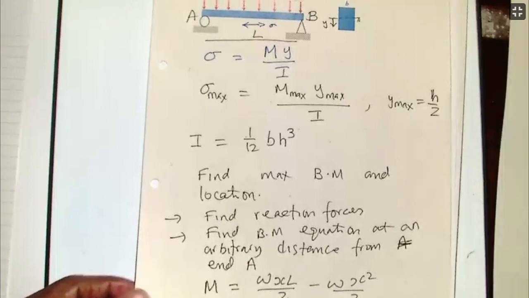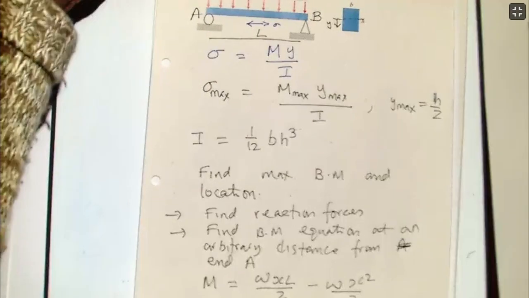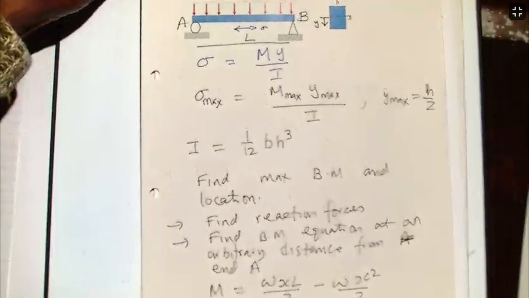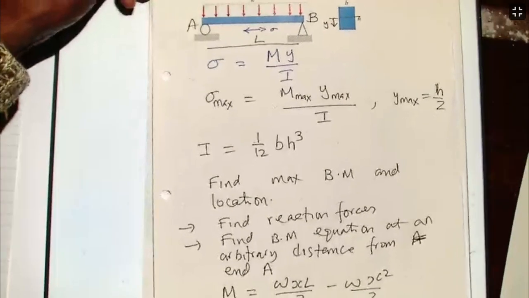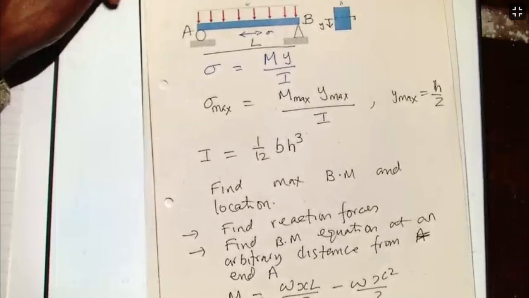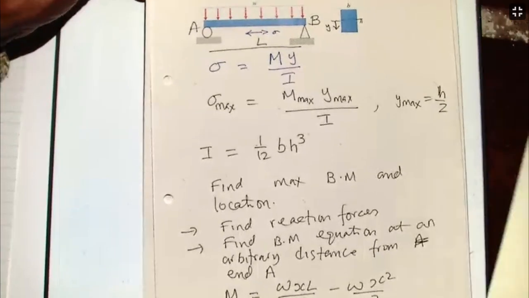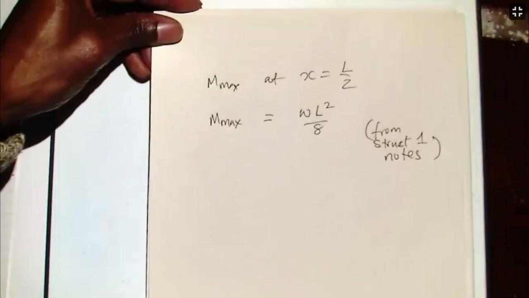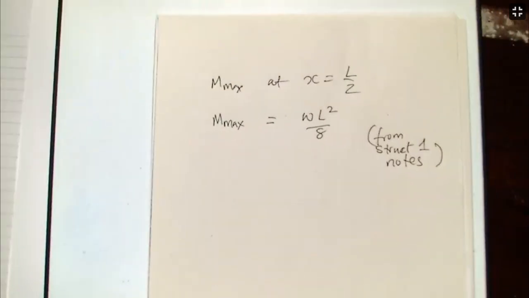So if I want to find the maximum bending stress in the beam and where it occurs, I cannot do that without knowing what the bending moment is. That's why we started with that last week. If I know the bending moment equation, I can find where it is maximum and therefore determine the value of the maximum bending stress there.